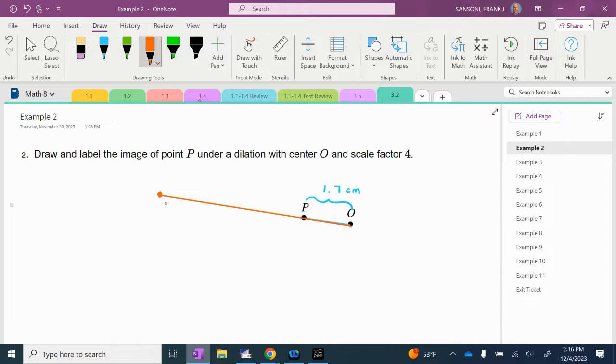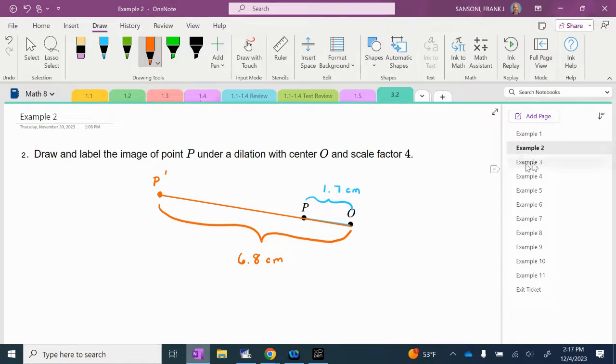What's 10 times 4? 40, and then what's 4 times 7? 28. So 40 plus 28 is 68. So instead of 68, it'd be 6.8. So at 6.8 centimeters, you're going to put P prime. Because 1.7 times 4, the scale factor is 4. So we're multiplying by 4 to figure out where P prime is going to be located.